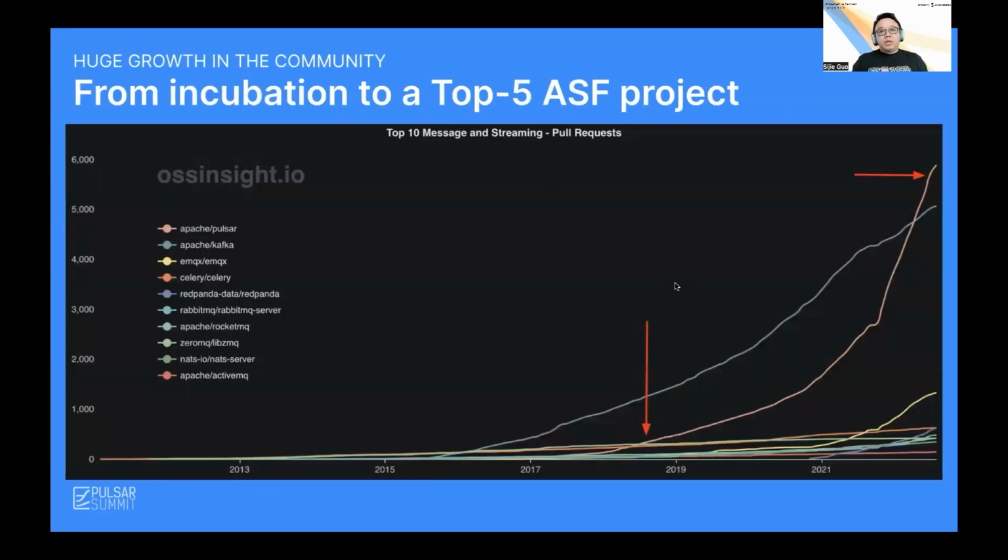As one of the early members of Pulsar, I have seen how this project has grown from an incubating project with a couple of contributors to a top 5 Apache project with more than 600 contributors and widely adopted by tens of thousands of organizations globally.